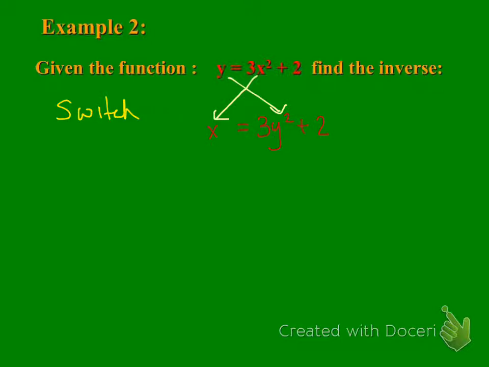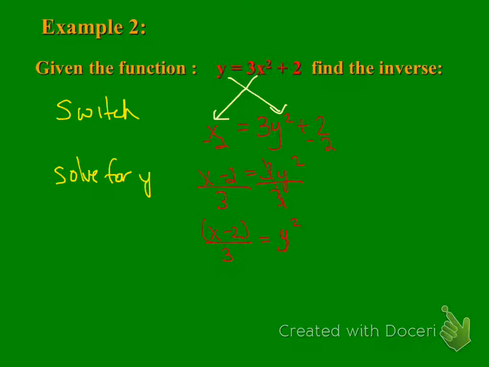Okay, now we're going to do what? Solve for y. So what's my first step? Subtract the 2. So I would have x minus 2 equal to 3y squared. And now what? Divide by the 3. We're going to divide the 3 out. So the 3's will cancel. So I have x minus 2, and I'm going to put that in parentheses over the 3 equal to y squared.